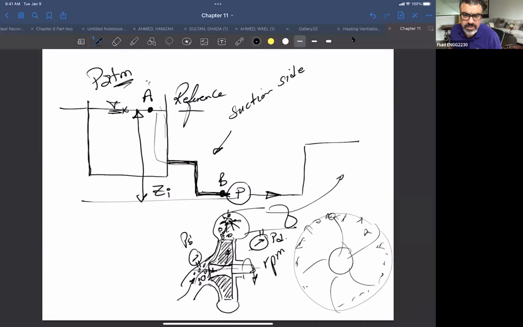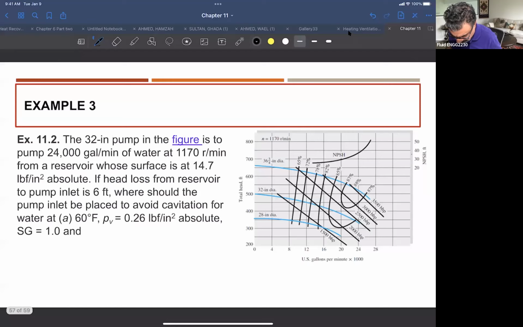But vapor pressure given in any property table will always be given in a positive value, which means that this vapor pressure given to you is in an absolute term. It's an absolute scale, right? So just keep in mind this, okay?